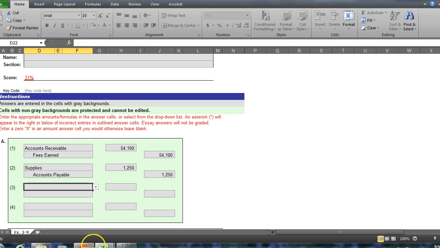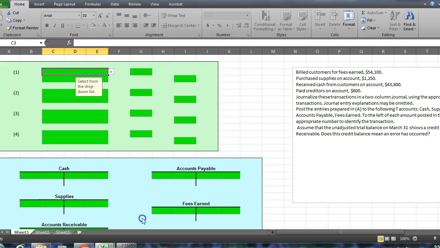They will not change. Okay, let's try another entry. Receive cash from customers on account. Now remember, you billed the customers $54,100. You had not got the money at the time you billed them, but later on you did, because it said you received cash. That means you are going to increase your cash, and the cash is going to be received.